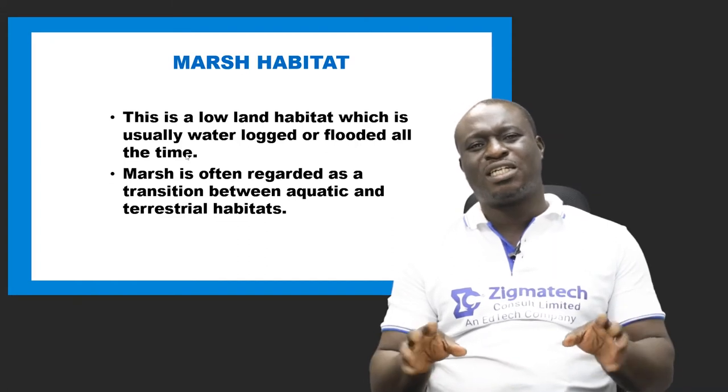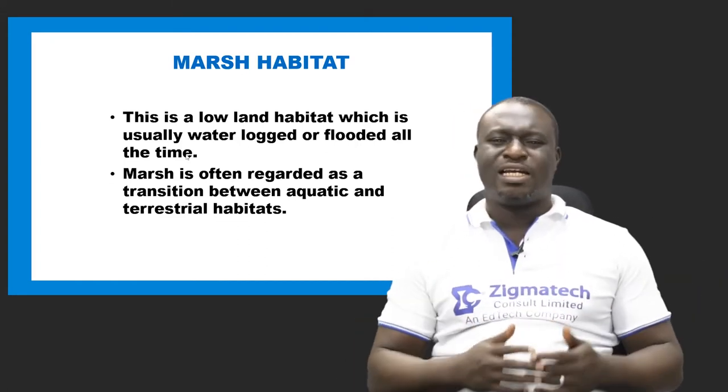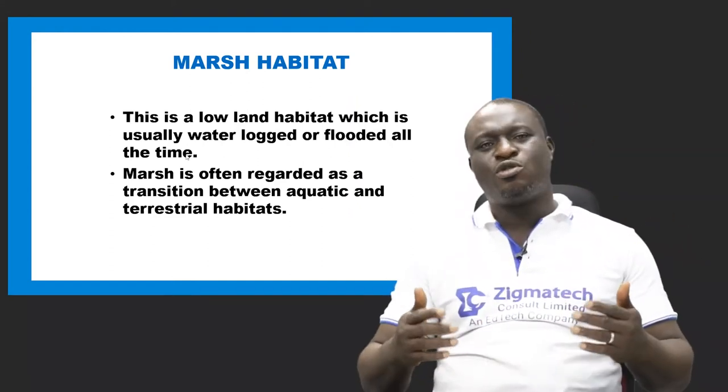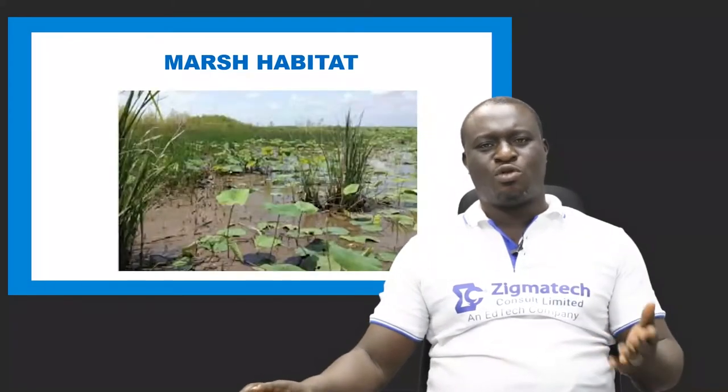So in this habitat, in some areas, you'll find water, and in some areas, you'll find land, all right? But even where you find the land, it is usually waterlogged. Now, you can see in this, this is an example of a marsh.